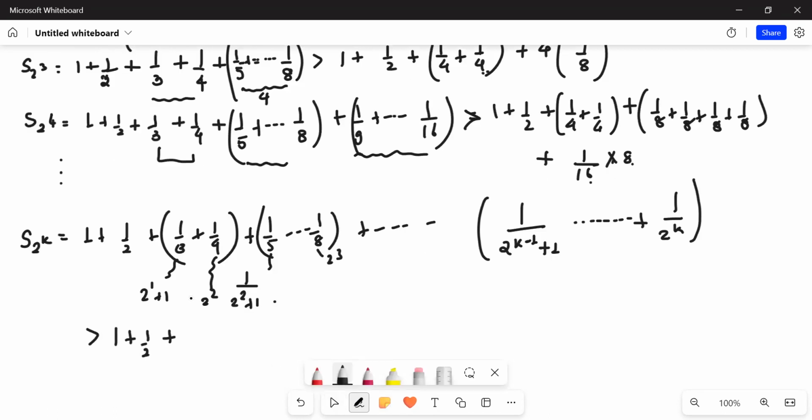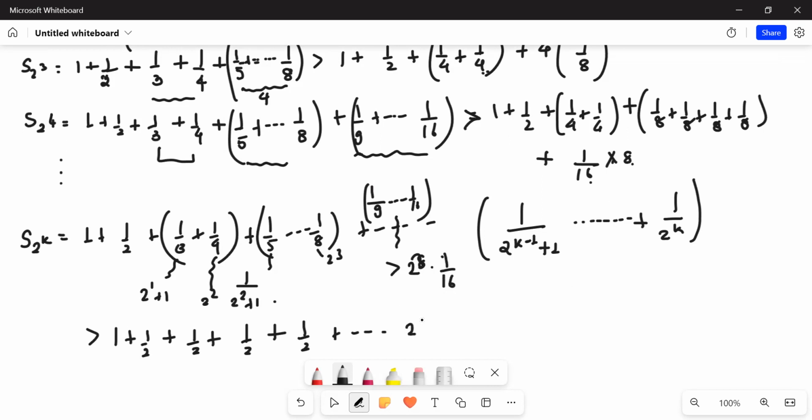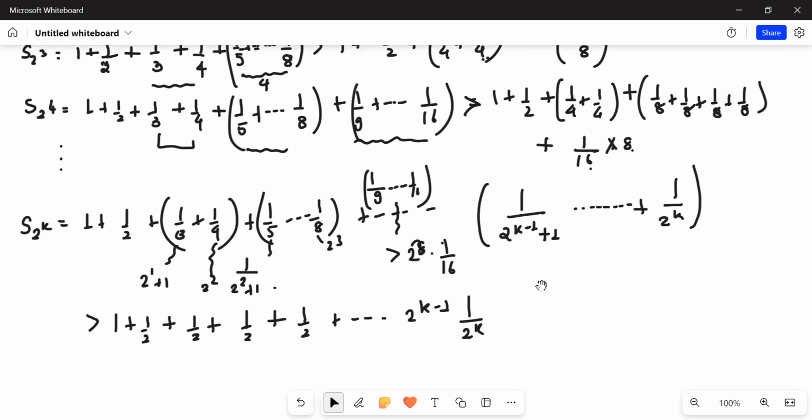S2^k is greater than 1 upon 2, it is fine. Again greater than 1 upon 2, it is fine. Then 1 upon 9 to 1 upon 16: this entire sum, 1 upon 9 plus 1 upon 10 plus 1 upon 11 up to 1 upon 16, can be written as greater than 2 to the power 3 times 1 upon 16. It can be written as greater than 2 to the power k minus 1 upon 2 to the power k.